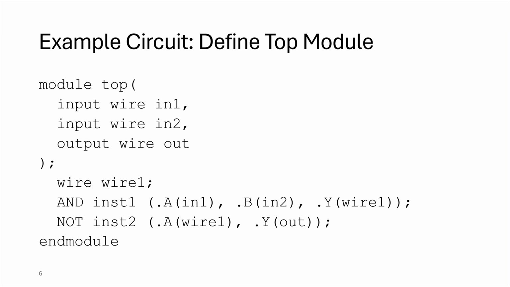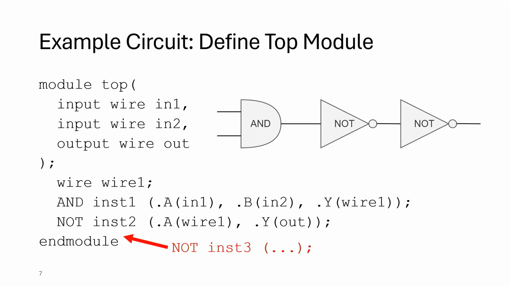The reason for this is because you can have multiple instances of the same module. For example, if there was an additional inverter at the end of the circuit, we'd have to declare a second instance of the NOT gate. In this case, the instance names are arbitrary. I named them inst1 and inst2. The instance names need to be unique, otherwise there are very few restrictions on what you can name them.